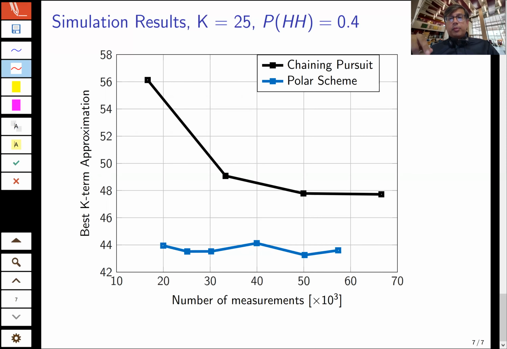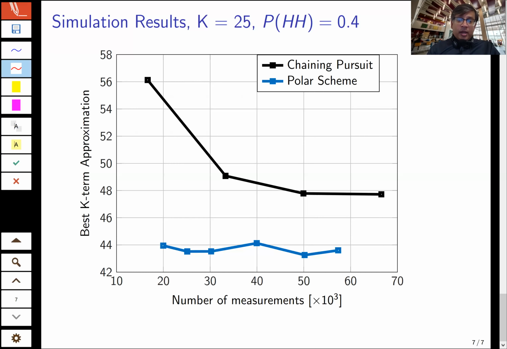So when you plot the number of measurements on the x-axis and you look at the best k-term approximation on the y-axis, what we are doing here is we are reconstructing it from the sketch and we are comparing it to the true value, and then you are observing what the error between the reconstruction and the true value is. Actually, we look at the best k-term approximation to the true vector, and you take the error between our reconstruction and the best k-term approximation.